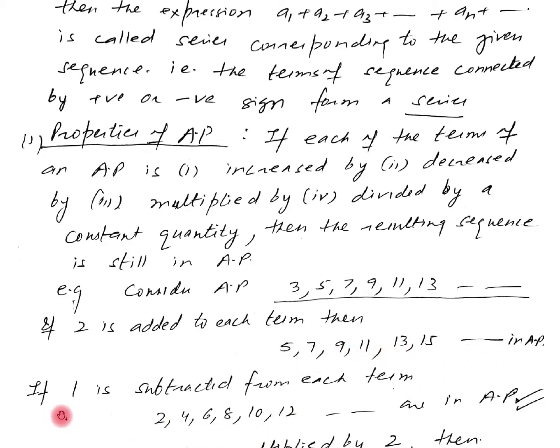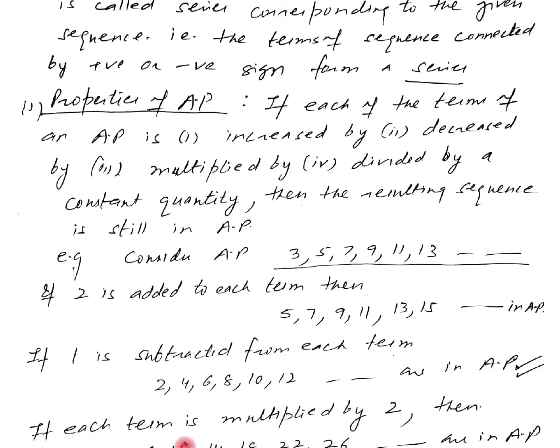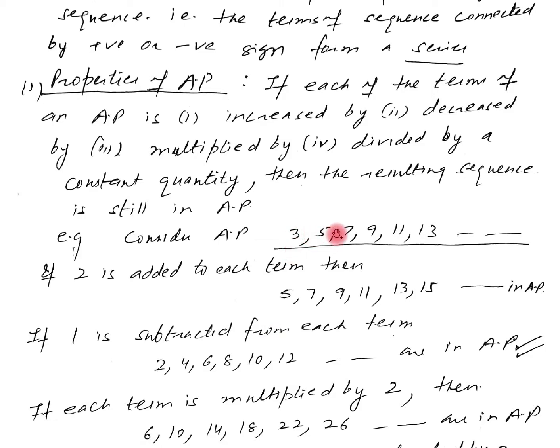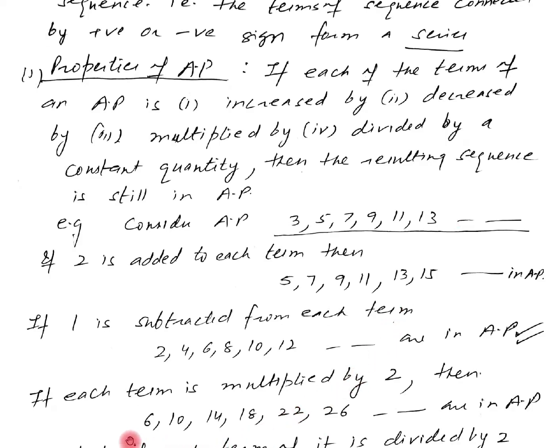Similarly, if I am subtracting 1 from each term, then the sequence becomes 2, 4, 6, 8, 10, 12. Again this is an AP. Similarly, if each term is multiplied by 2, then it becomes 6, 10, 14, 18, 22, 26. Again we are looking at this sequence is again an AP.